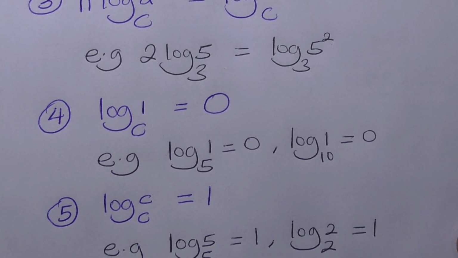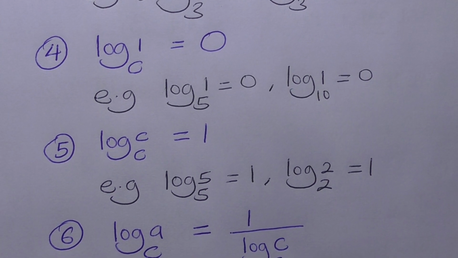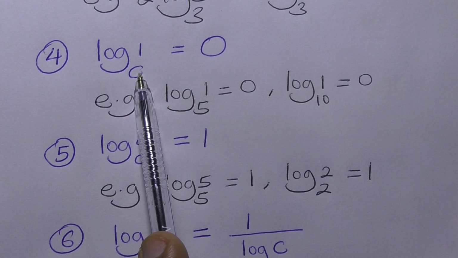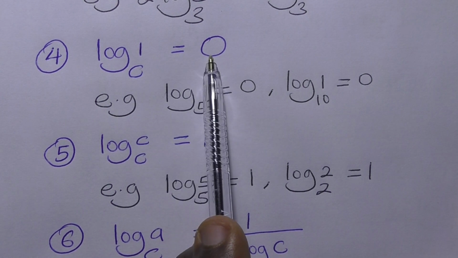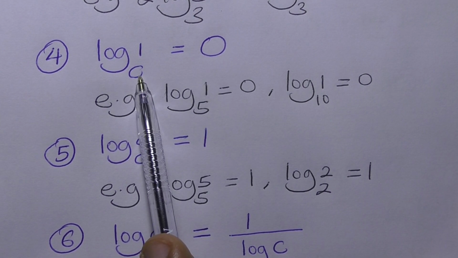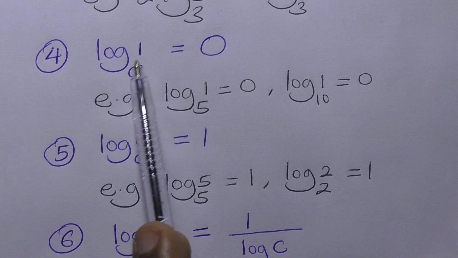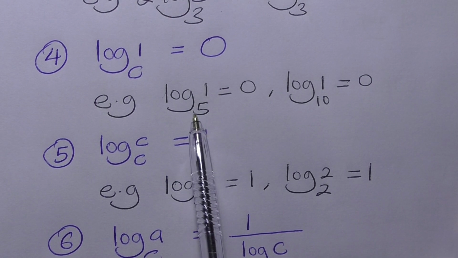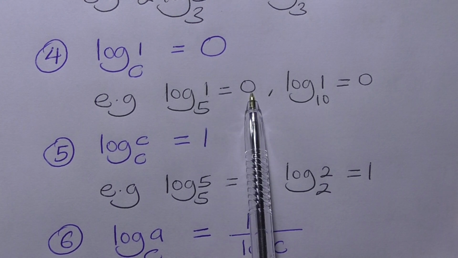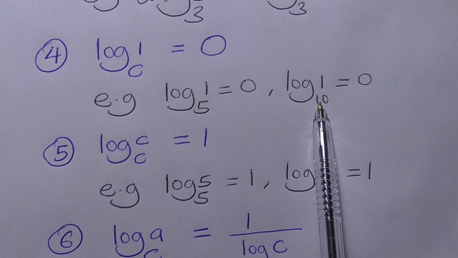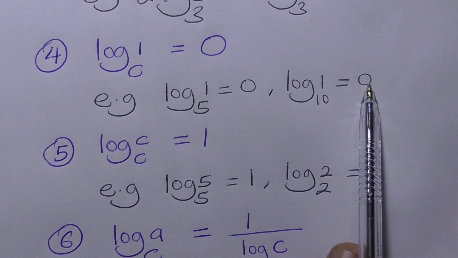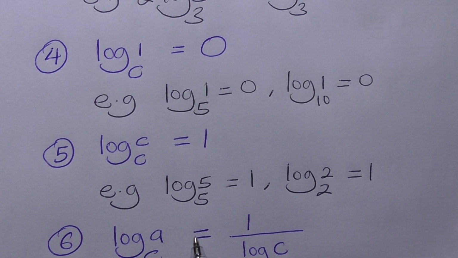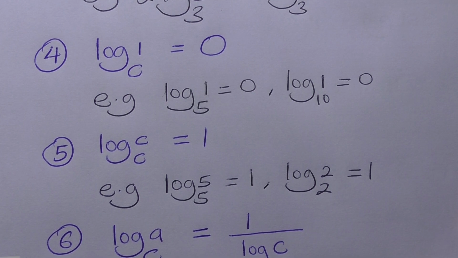Then we move to our fourth law. The fourth law says if I have a logarithm of 1, that logarithm always equals 0, irrespective of the base. Whatever the base may be, as long as the power is 1, that logarithm equals 0. For instance, I have log 5 power 1 equaling 0. I have log 10 power 1 equaling 0. So the logarithm of 1, whatever the base, is 0. That is our fourth law.